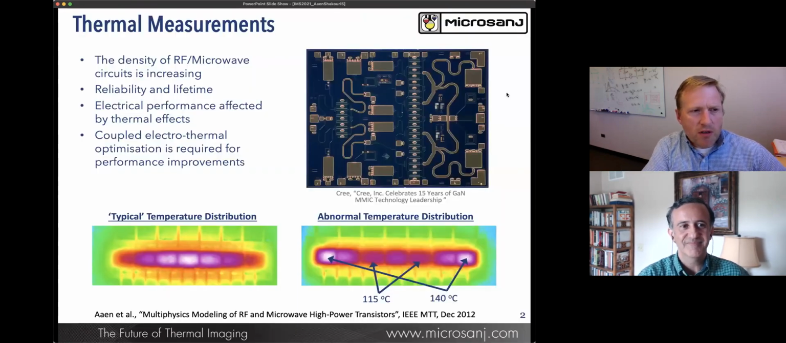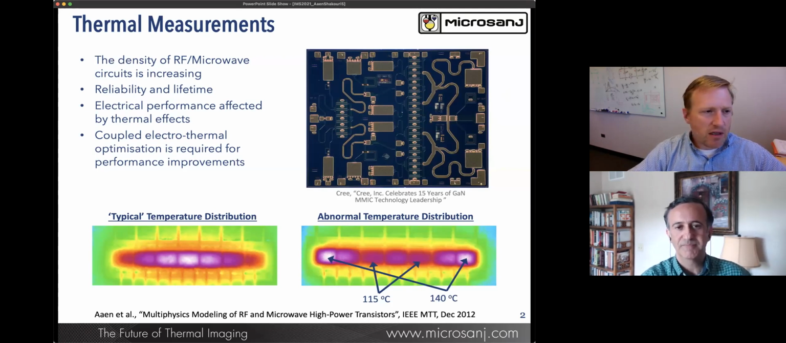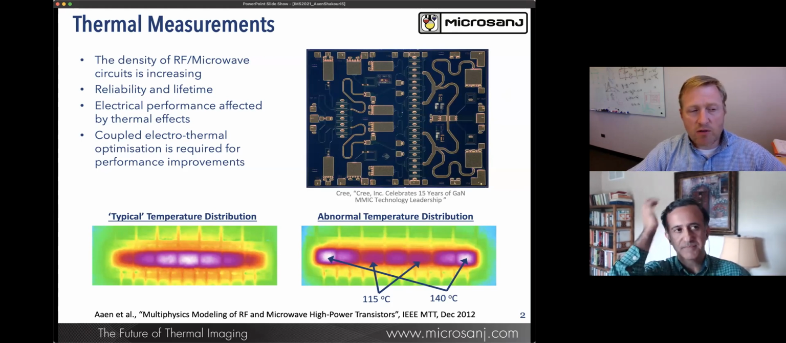Okay, so as we look at thermal measurements, what we can see in RF and microwave circuits is that the density of these circuits is increasing. That could either be the spacing between the area that the circuit takes up or the power density. In either case, we get increased heating, and this obviously impacts the reliability and the lifetime of the devices. And the electrical performance, we all know, is also impacted by thermal effects.